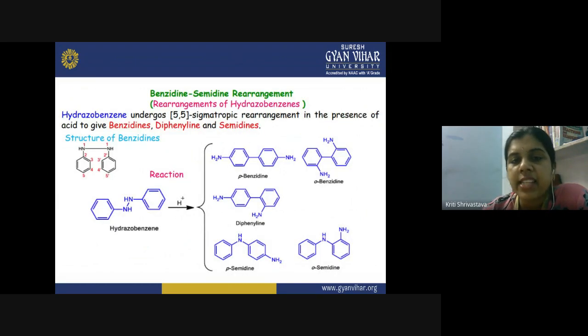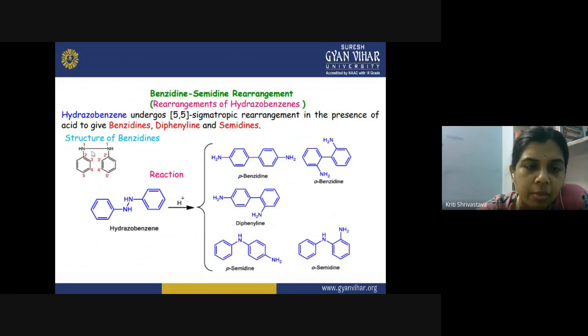Then we have the benzidine and semidine rearrangement. That is a rearrangement of hydrazobenzenes. So hydrazobenzenes undergo 5,5 sigmatropic rearrangement in the presence of acid to give benzidines, diphenylines, and semidines. So the structure of benzidine is this. This is benzidine, and when it undergoes the rearrangement reaction, this is the 5,5 sigmatropic rearrangement.